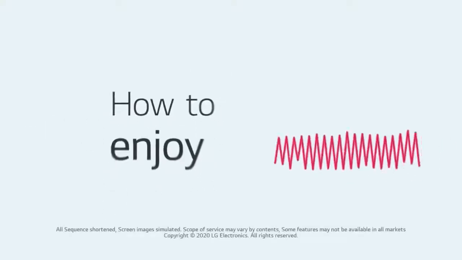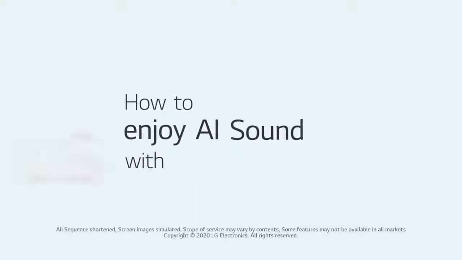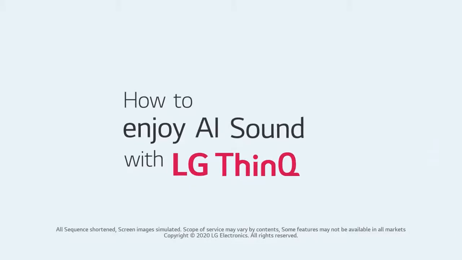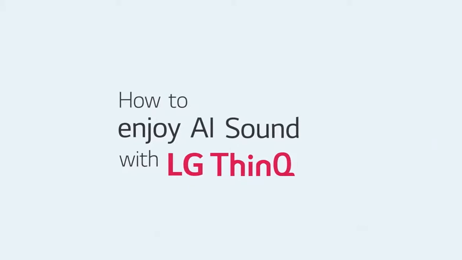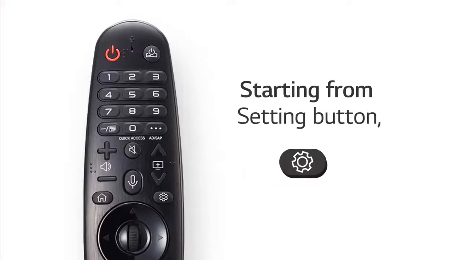Did you know LG TV's AI algorithm heightens sound quality depending on the scene? Let's learn how to set it up. Find the settings button on your remote and press it.